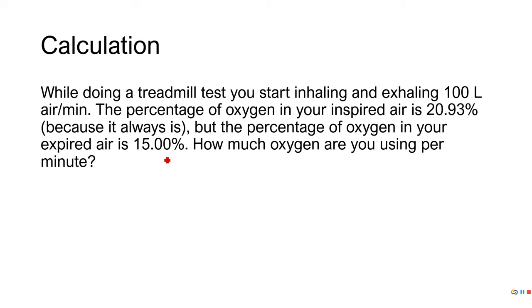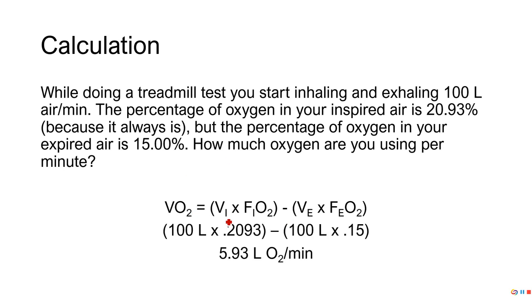So you just take this formula. So VI times FiO2 minus VE times FeO2. So we go 100 liters times 0.2093 minus 100 liters times 0.15. Okay, and so what that ends up giving you is 5.93 liters of oxygen per minute. Okay, and depending on how big you are and how intense it is, that's actually a pretty high number.